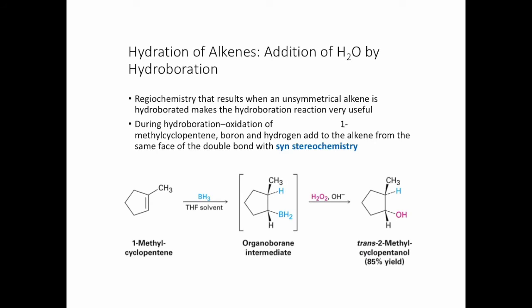The regiochemistry that results is very helpful when you have an unsymmetrical alkene. So for example, if you start with 1-methylcyclopentene, the product you get has the OH on this carbon and the new H on that carbon. And the OH and the H are going to add from the same side. And since they add from the same side, that's called syn stereochemistry.